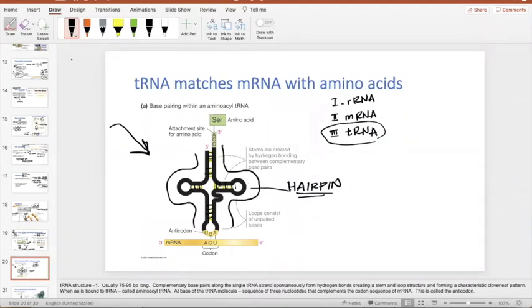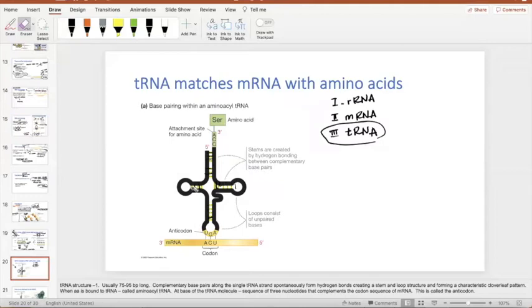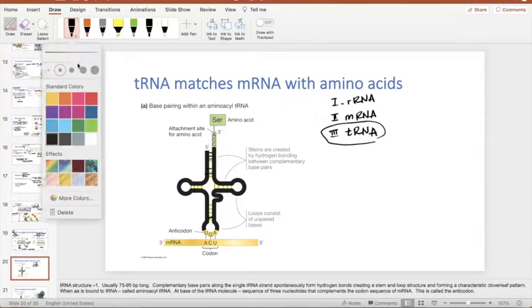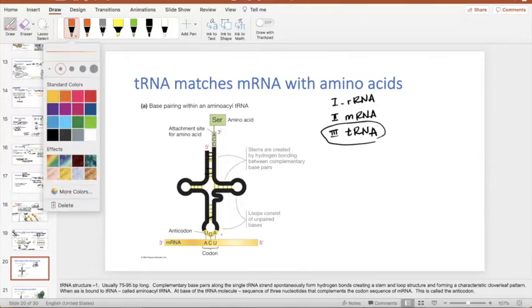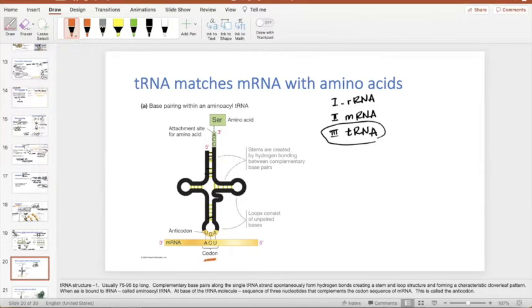Now, let's notice what's happening with this RNA molecule, okay? On one end, we have a series of base pairs. Let's go with a different color. We have a series of base pairs here that complement a codon. So here we have the codon ACU. This region here is the opposite of that codon. It is called an anticodon. So the anticodon is the complement of the codon.